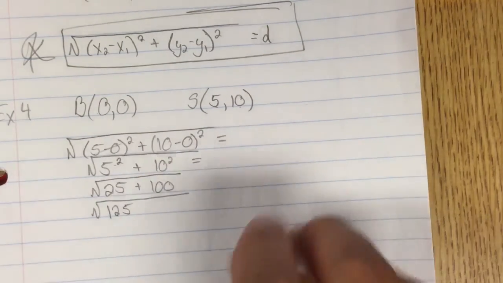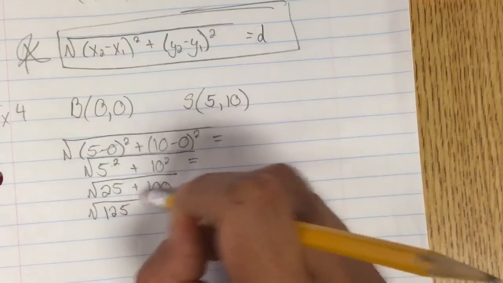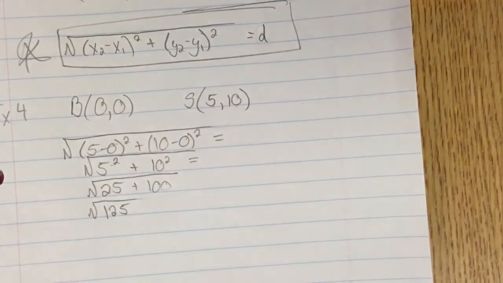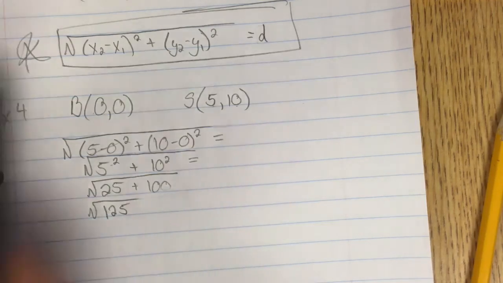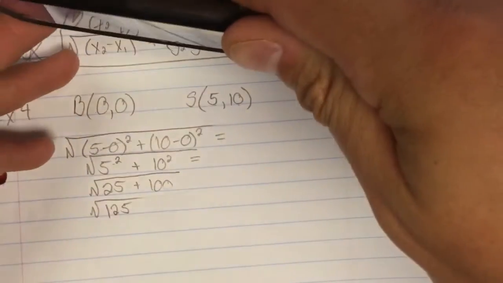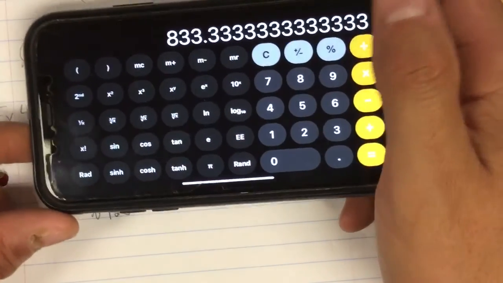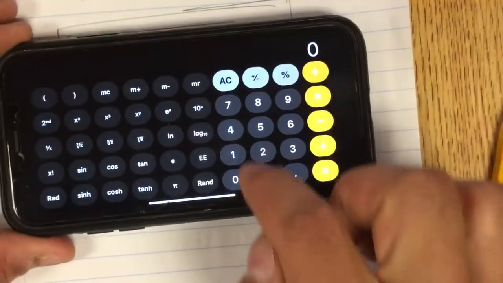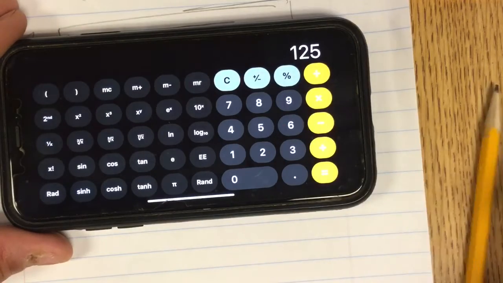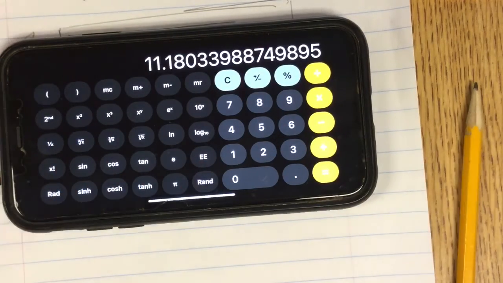You want to be careful about how they ask for your answer, because the distance between the batter and the shortstop answered as the square root of 125 kind of sounds silly. If you have a calculator, which you should, there's one on almost every device, including a cell phone. If you turn it sideways, your cell phone will actually have all this for you. So you can take 125 and find the square root of it. You don't even have to think too much, and it gives you the answer.